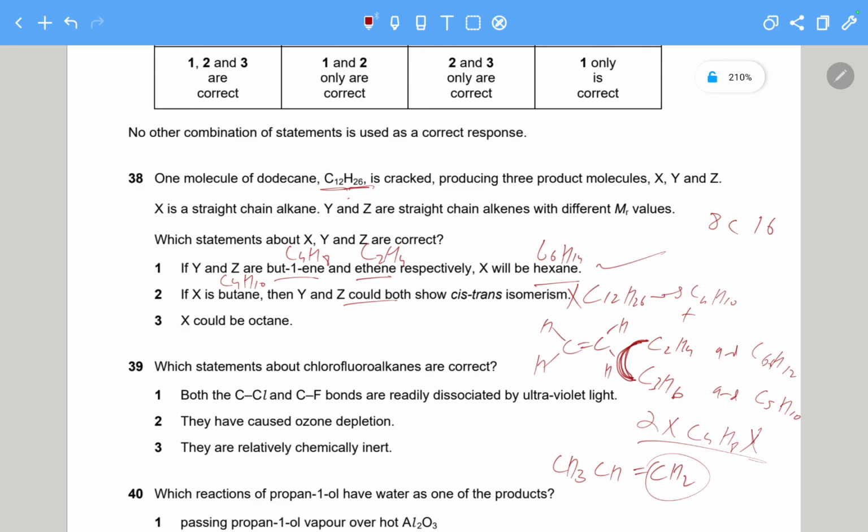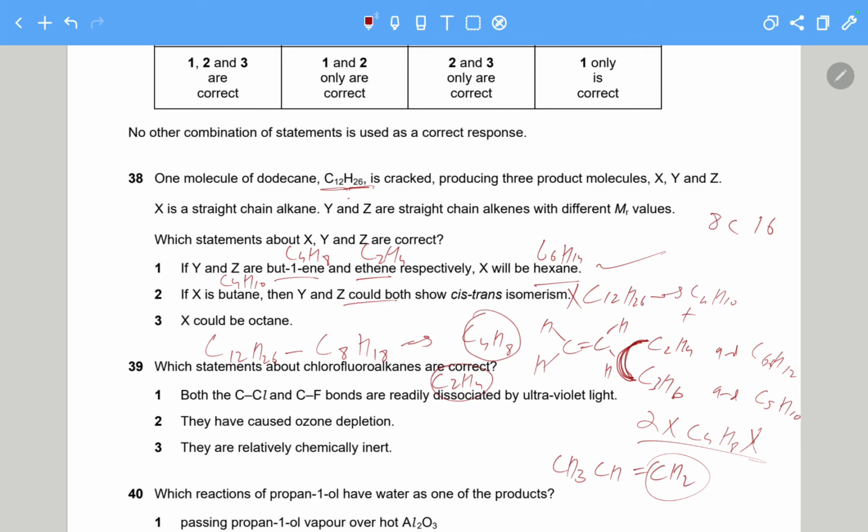Option 3, X could be octane. So if X is octane, then C12H26 minus C8H18 gives C4H8. So if we are getting two products, that means both are C2H4, because that's the only possible way to get them adding up to C4H8 and for them to be alkenes.